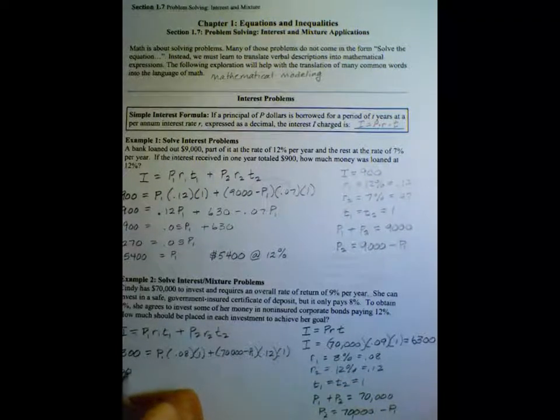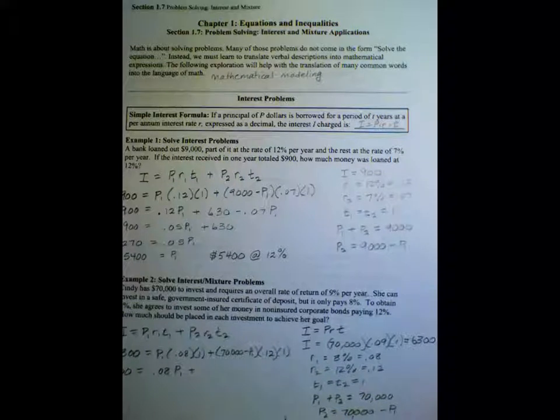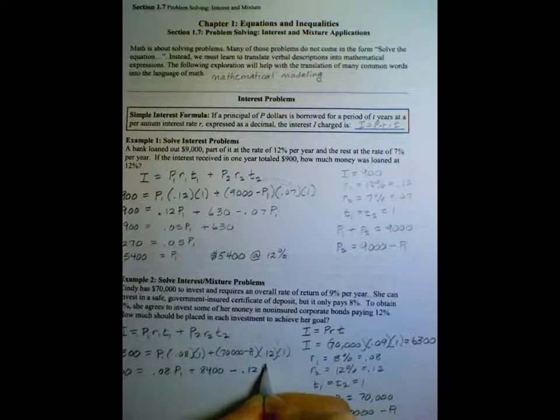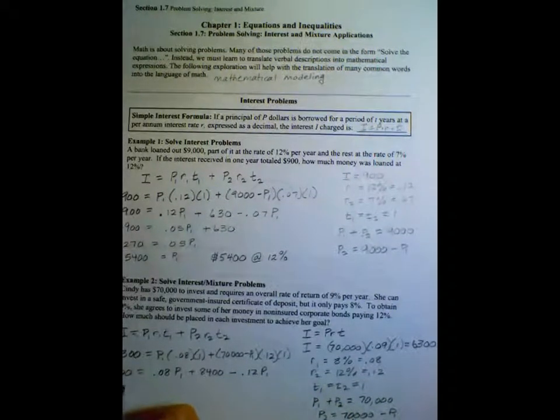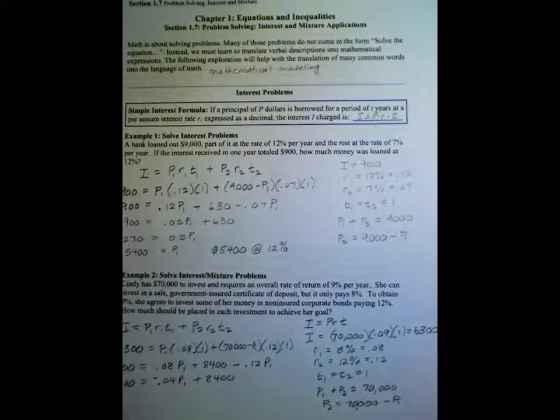Again, we're just going to simplify, combine like terms. 0.08 P1, and 0.12 times 1 is 0.12, and that times 70,000 is 8,400 minus 0.12 P1. Okay, 6,300. 0.08 minus 0.12 is negative 0.04 P1. Don't worry about the negative, it's going to work out. We subtract 8,400 from both sides, we get negative 2,100 over here, negative 0.04 P1 here, and then when I divide by negative, I'll get a positive. So divide both sides by negative 0.04.